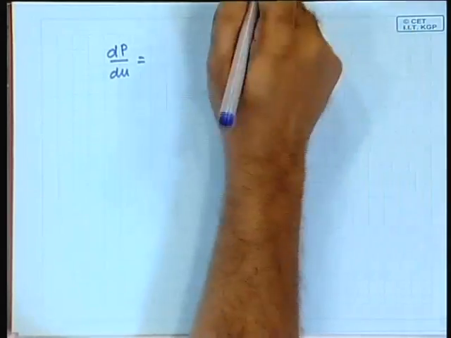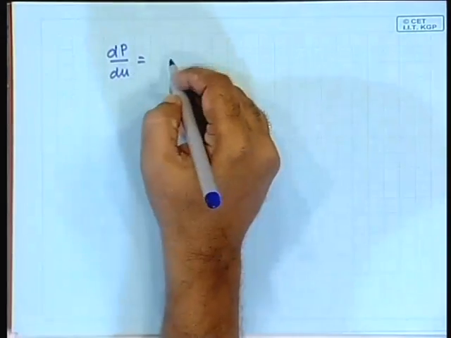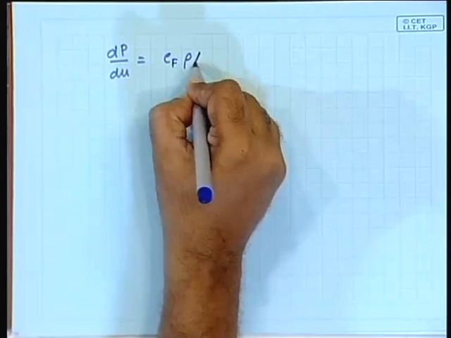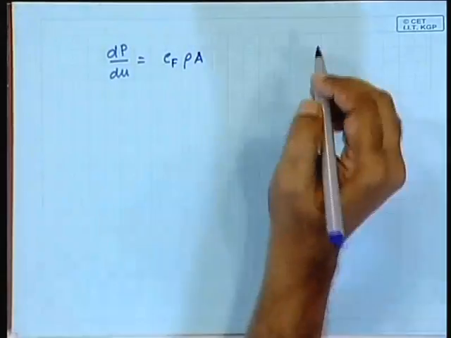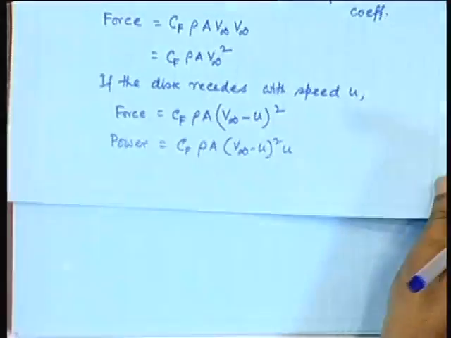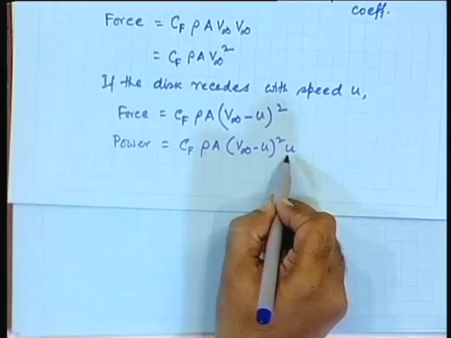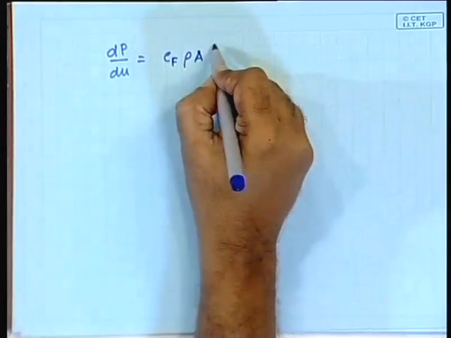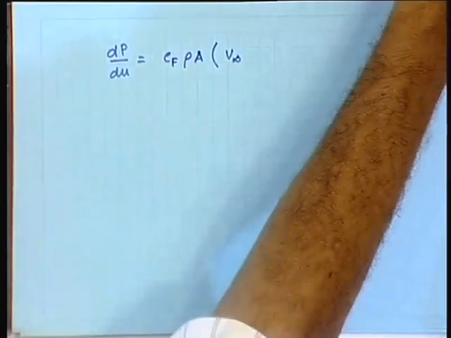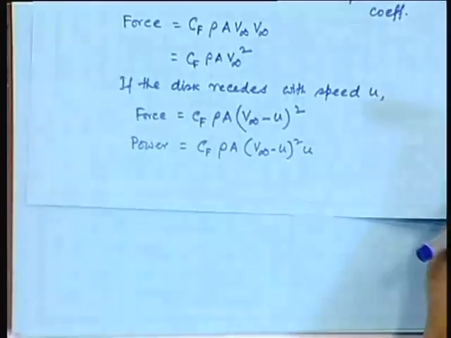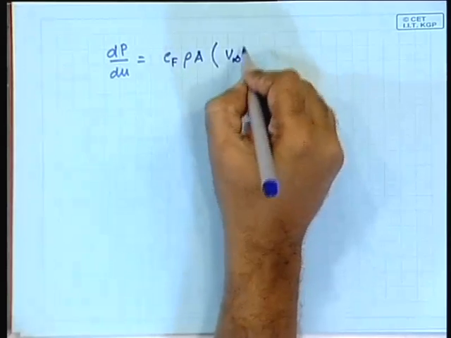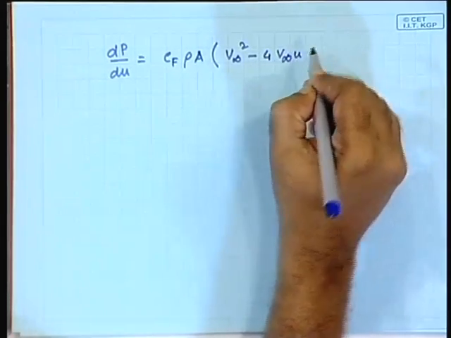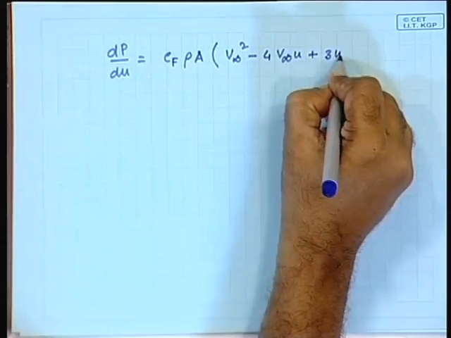So, in this case dP/du, you will get, these things remain, Cf rho a, then you have to differentiate v infinity minus u square times u. So, you will get, first express it as a polynomial and then differentiate, that is easier. You get v infinity square minus 4 v infinity u plus 3 u square.